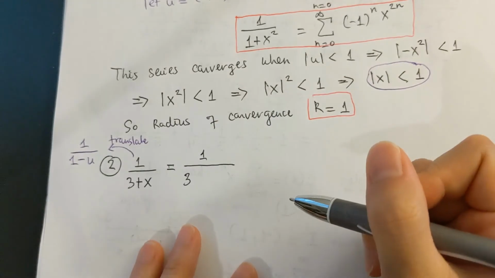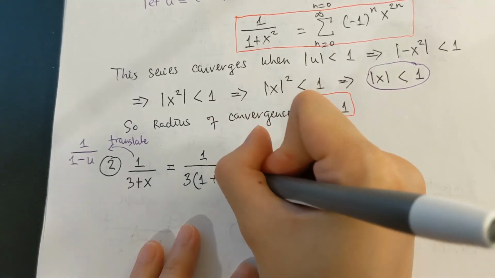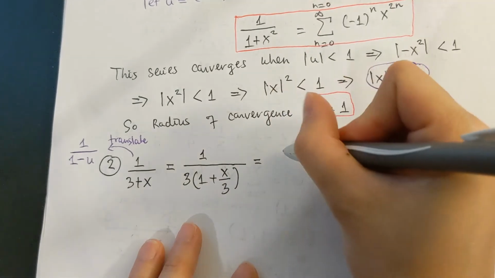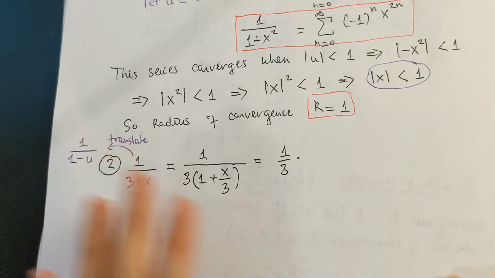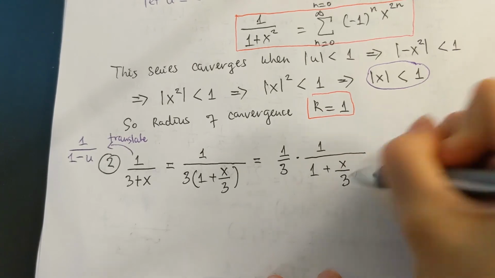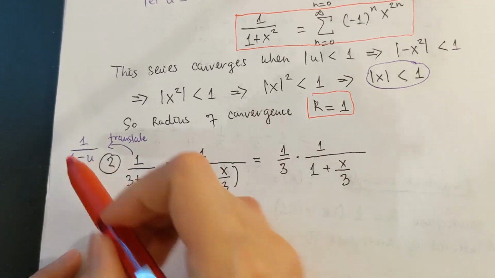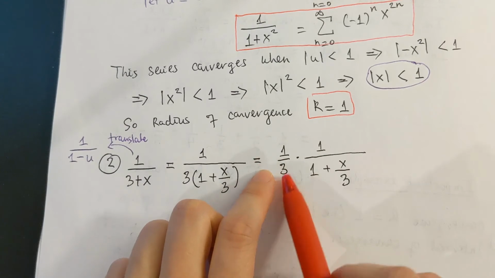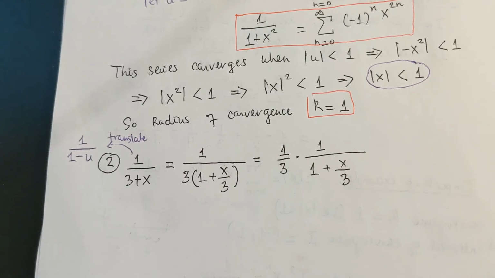So if I factor out the 3, this is going to be 1 plus x over 3. Now, this is just 1/3, so I'm just putting it into the front. So I have 1/3 times 1 plus x over 3. Now this part is looking more like the 1 over 1 minus u. And then whatever constant I have, I can just keep it in front and not touch it until the end.